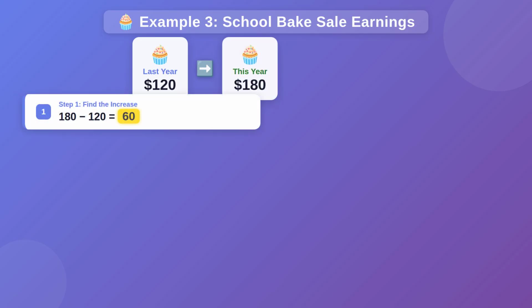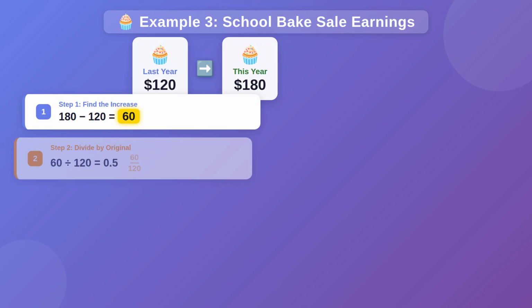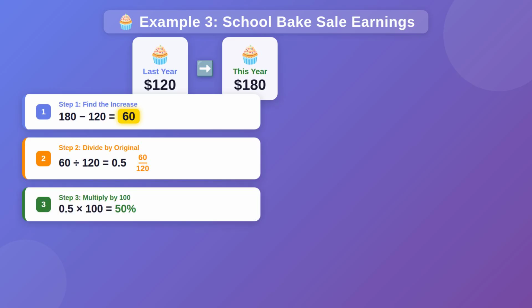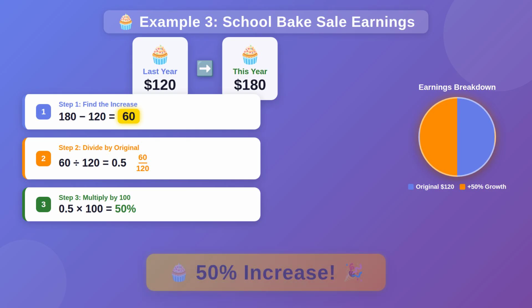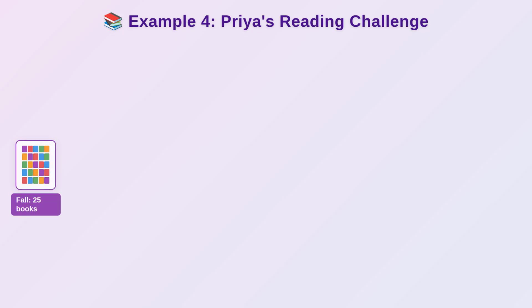Here's a fun one. Maya's school bake sale raised $120 last year. This year, they raised $180. What's the percent increase in earnings? Step 1, find the increase. 180 minus 120 equals 60. The bake sale earned $60 more this year. Step 2, divide by the original. 60 divided by 120 equals 0.5. Step 3, multiply by 100. 0.5 times 100 equals 50. The bake sale earnings increased by 50%. That's a massive improvement. The school raised half again as much as last year. Maya is already thinking about next year's bake sale strategy.